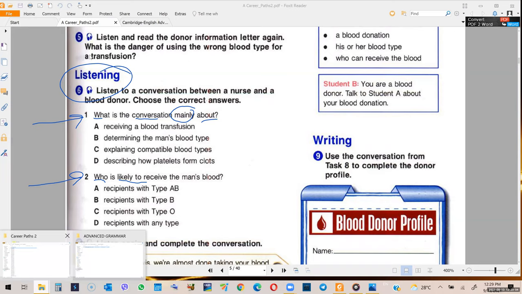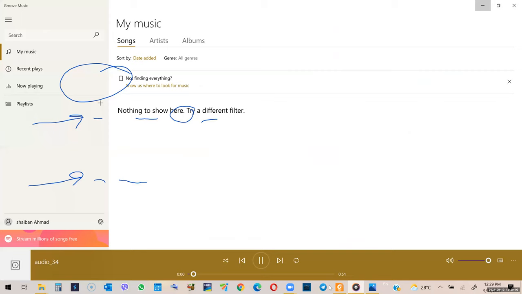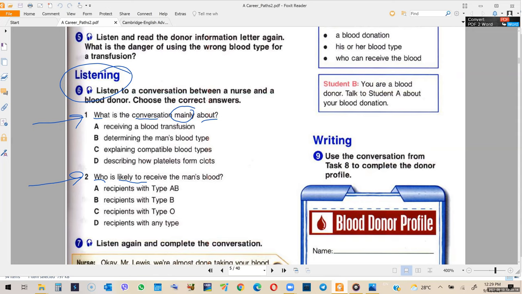Exercises 6 and 7, page 5. Okay, Mr. Lewis. We're almost done taking your blood. Hold still for a little longer. Sure. So where will my blood go? Our facility provides blood to local hospitals and surgical centres for transfusions. I see. So anyone might receive my blood? Not quite. Your blood is type A, which means that it's only compatible with other people who have types A and AB. We can't give your blood to someone with type O or B. Really? What happens if someone gets a transfusion with the wrong type? That can be very dangerous, or even fatal. Wow. So you have to be pretty careful about labelling, don't you? That's right. We keep very careful records here to make sure no one gets the wrong blood type.